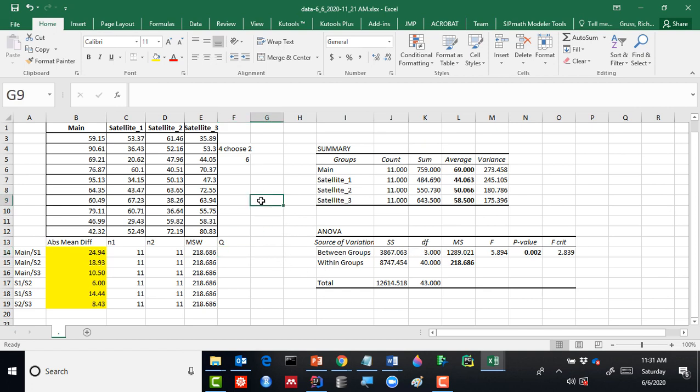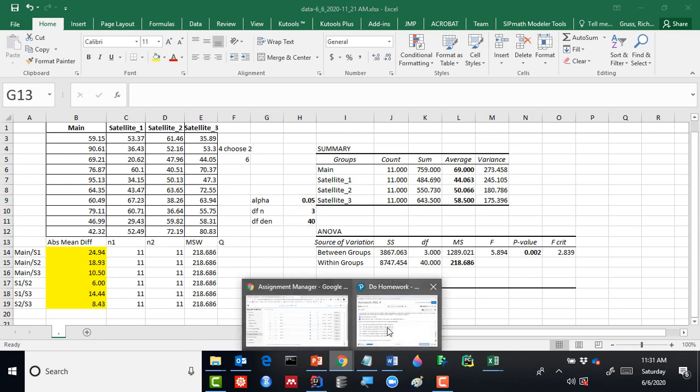Our alpha, okay, which in this case is 0.05, and we need to know degrees of freedom for the numerator, which is right here, and it's 3. And we need to know the degrees of freedom for the denominator, which is right here, and it's 40. Okay, so with these pieces of information, we can get that Q. And we just need to know how to read this table.